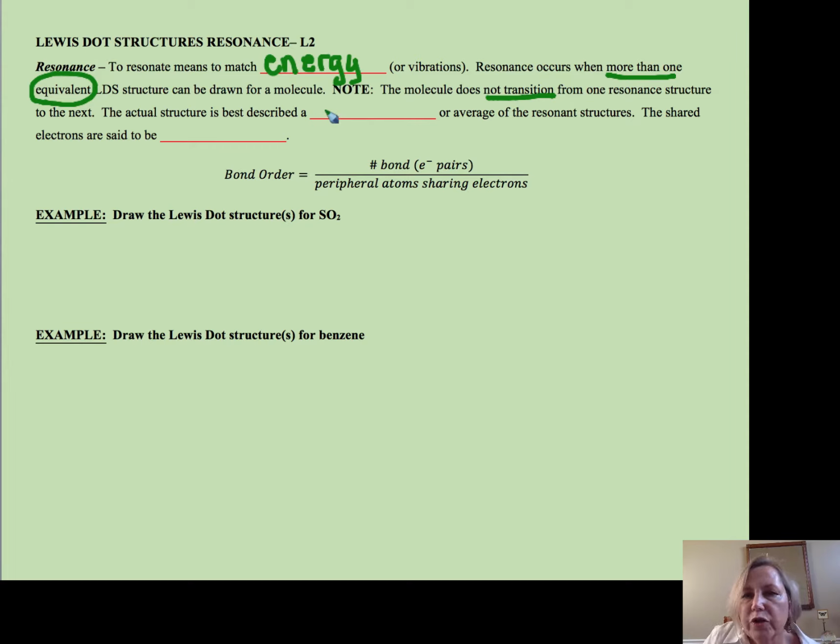The actual structure is defined as kind of a blend or a hybrid or maybe an average of the resonance structures. And those electrons have a lot of freedom of motion. So we say they are delocalized.